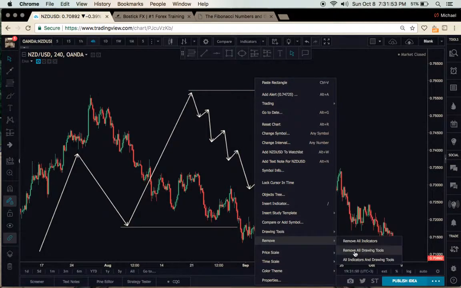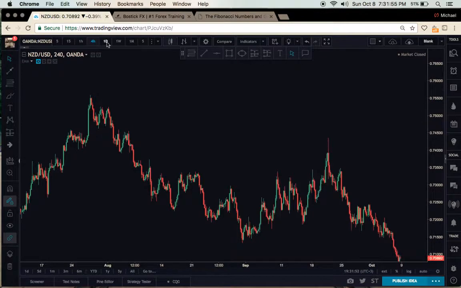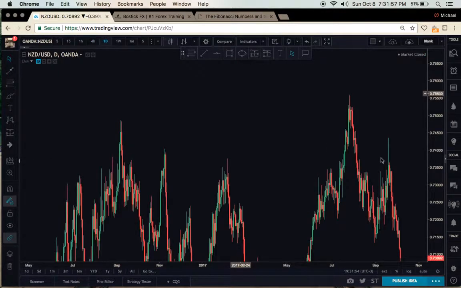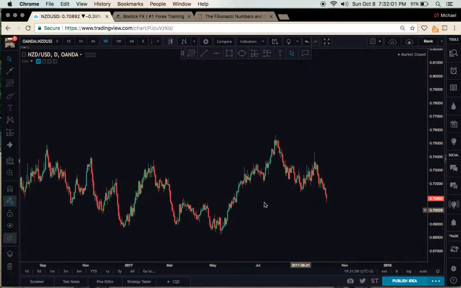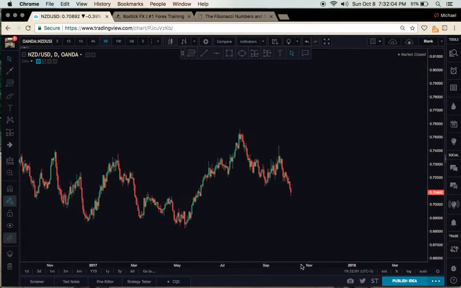So let me remove these drawing tools, and then we'll apply this to an actual chart. Let's go to the daily chart. What do we have on our daily chart here? Okay, let's just take this area for an example.